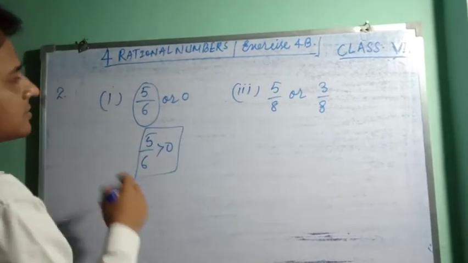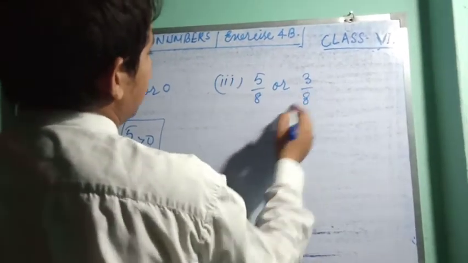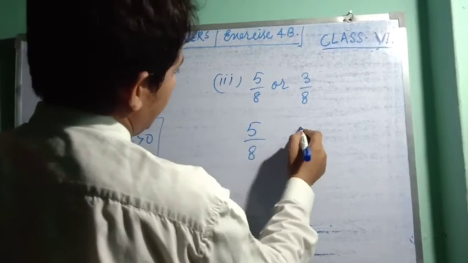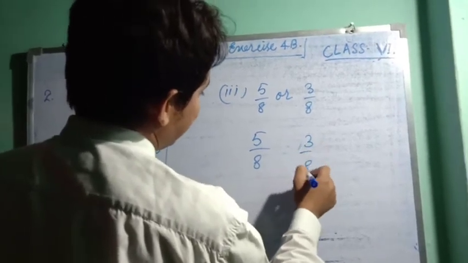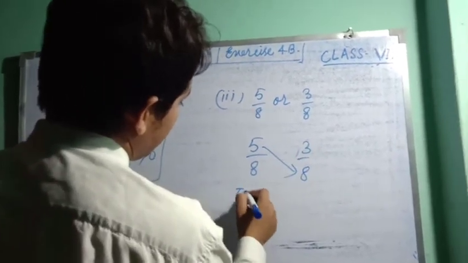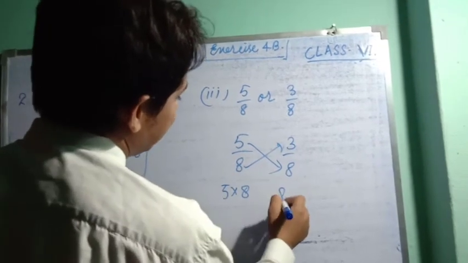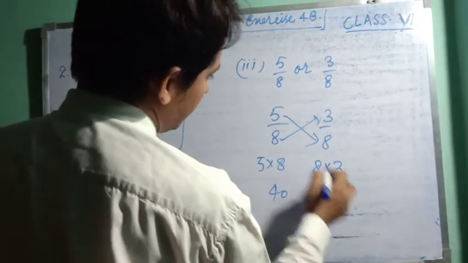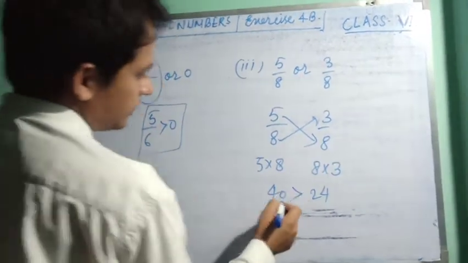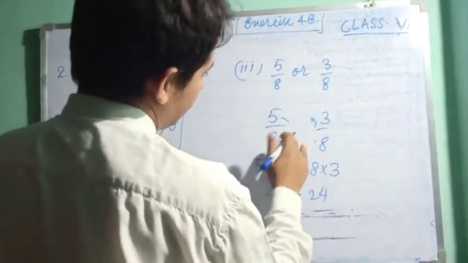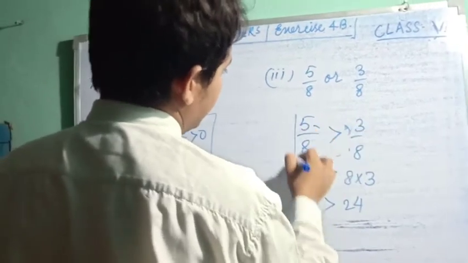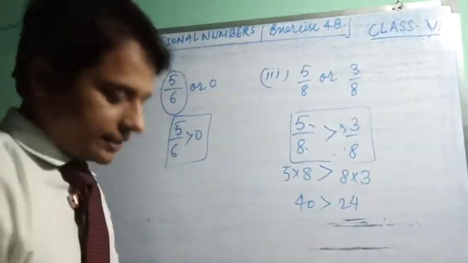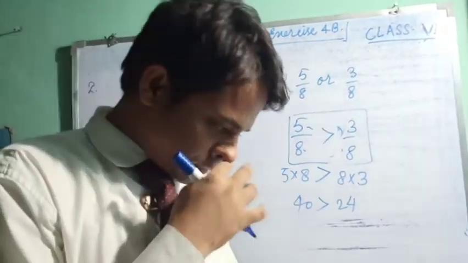Now next, 5 by 8 or 3 by 8. In such a question, we have to cross multiply. This is cross multiplication, 5 multiplied by 8. This is also cross multiplication, 8 multiplied by 3. This is 40 and here is 24. That means 40 is greater than this. So 5 by 8 is greater than 3 by 8. I hope you will get it, and you can solve the other sub questions.